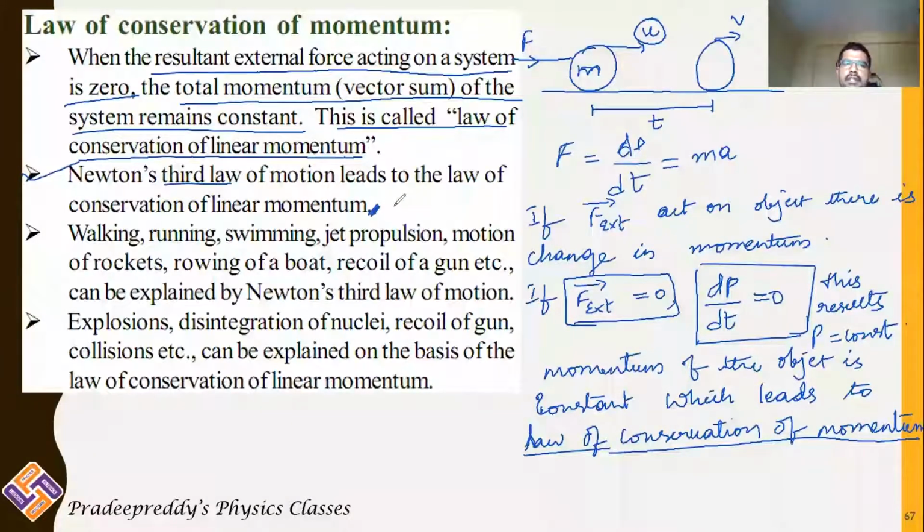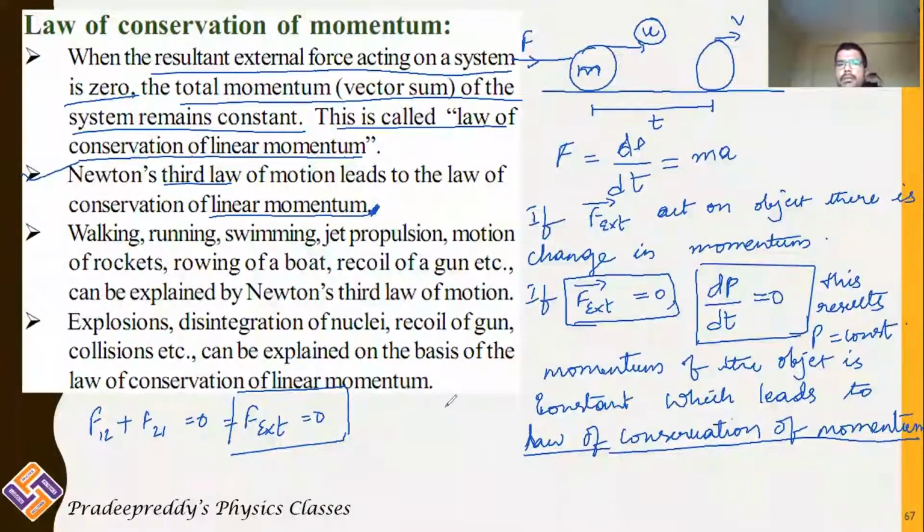Newton's third law leads to the law of conservation of linear momentum. So what does Newton's third law state? F12 plus F21 is equal to 0. That means F external is equal to 0. If the external force acting on the system is equal to 0, there is no change in the momentum of the system. So Newton's third law gives the explanation of the law of conservation of momentum, and that too we have linear momentum here. Of course, I'll explain the types of momentum, and there are a few examples.